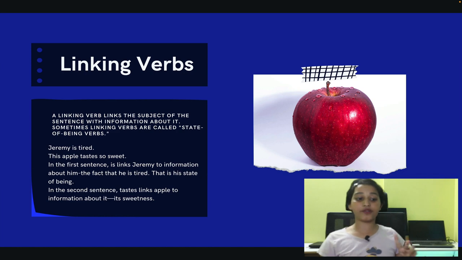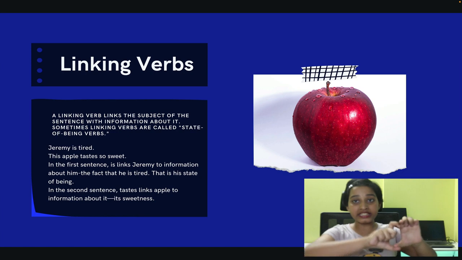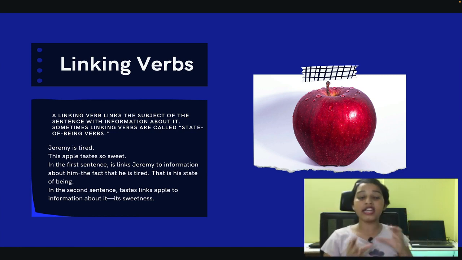In the second sentence, the apple tastes so sweet, here apple is the subject and the verb is linking the information about it, which is sweetness.